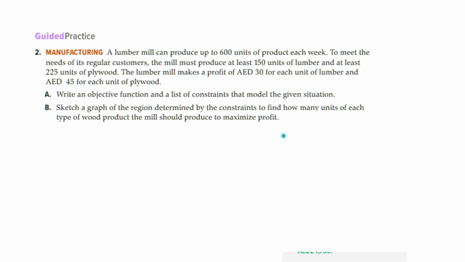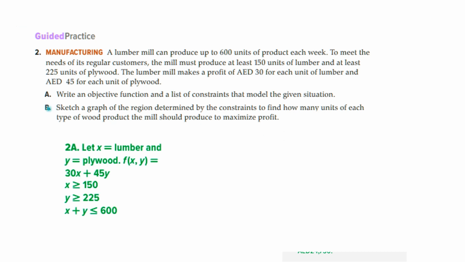Let us now check our answers. So we first define the variables. Let x be the lumber and y be the plywood. So the objective function would be f of x, y equals 30x plus 45y. And the constraints are x greater than or equal to 150, y greater than or equal to 225, and also x plus y less than or equal to 600.